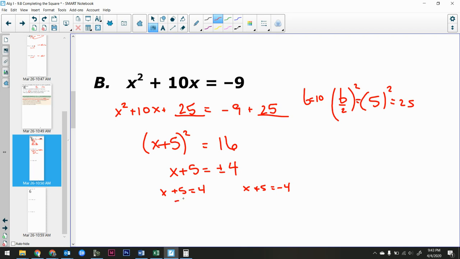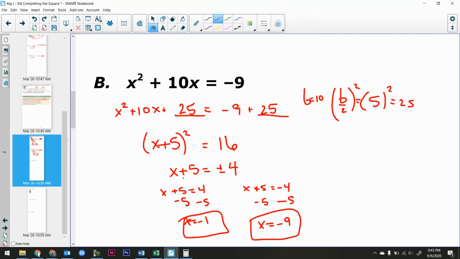Subtract the 5 over to the other side. X equals negative 1. Subtract the 5 here. X equals negative 9. So those are my two solutions. Okay. Let's keep it going.